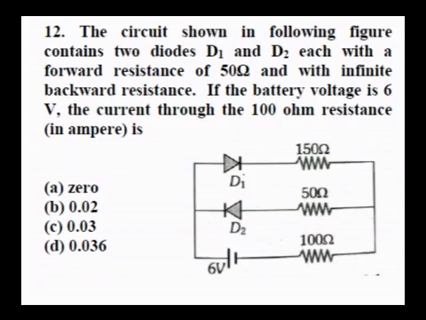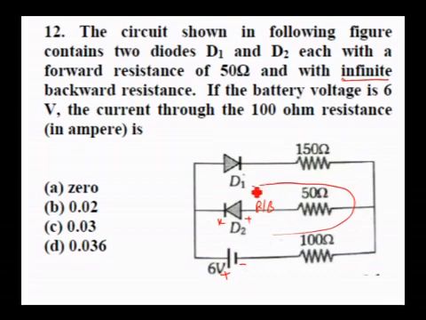The 12th one: the circuit shown in the following figure contains two diodes D1 and D2, each with a forward resistance of 50 ohm and with infinite backward resistance. If the battery voltage is 6 volt, the current through the 100 ohm resistance is. We have to check in this particular diagram which diode is forward biased and which is reverse biased. The positive terminal of the cell is connected to the cathode and the negative has gone to the anode, so this diode is reverse biased. It does not conduct because they say it has infinite resistance.